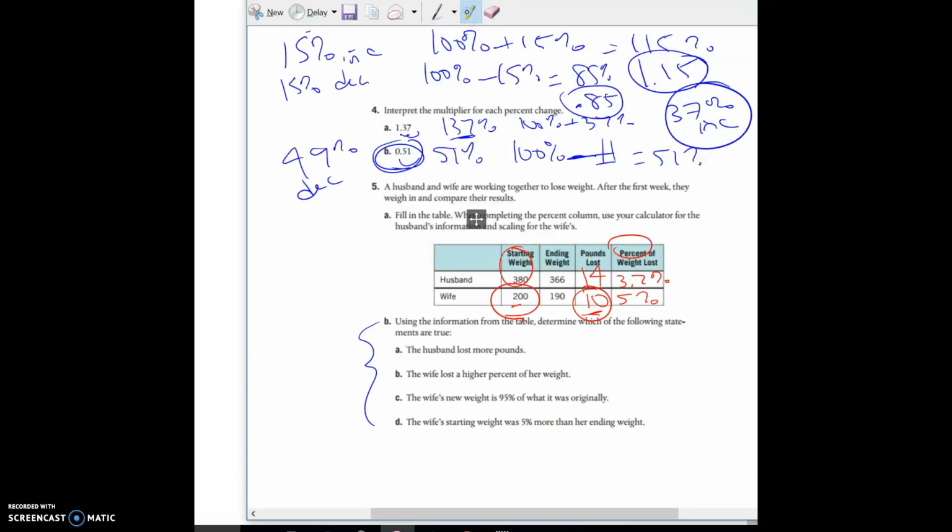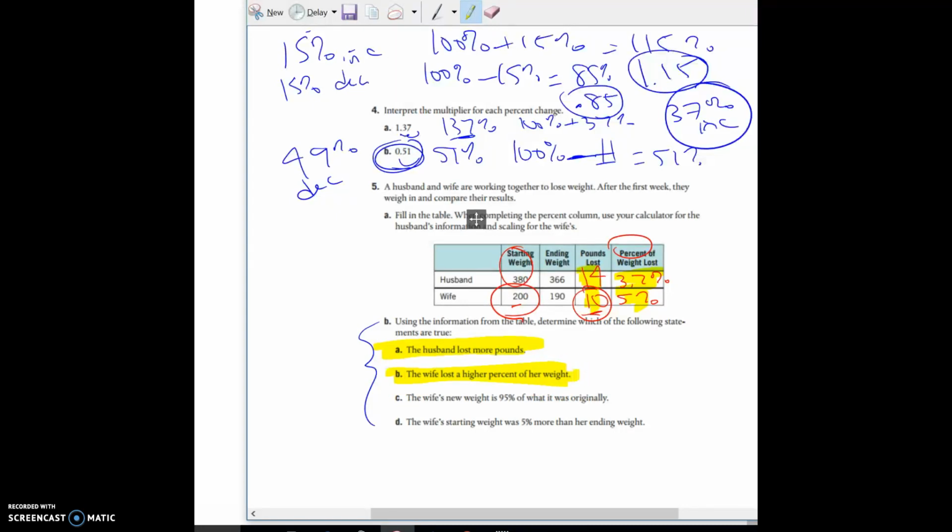So did the husband lose more pounds? So if we're just comparing pounds, did the husband lose more pounds? And that is true. So that's a good choice. The wife lost a higher percentage. Okay, so let's compare percent. And she lost more of her body weight than the husband. She lost a higher percent. That is true. All right.